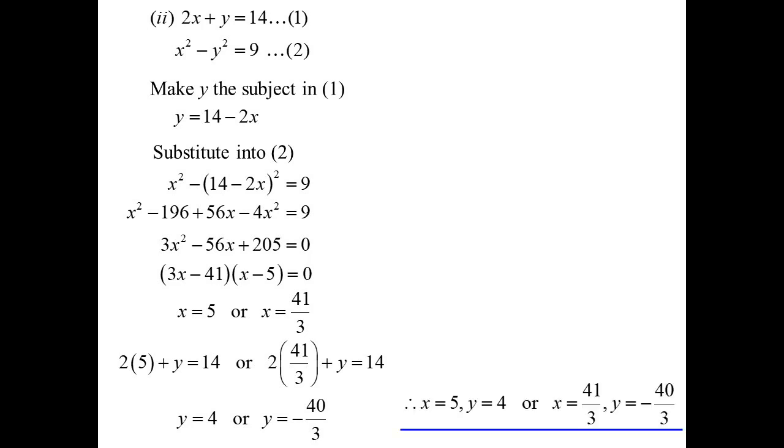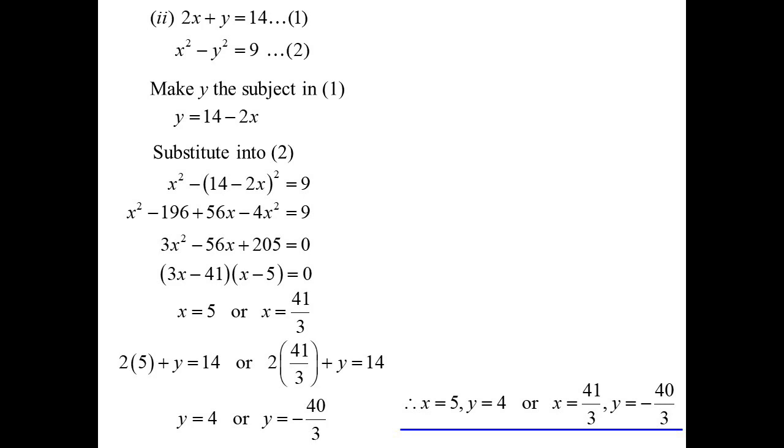There's the factorization, (3x minus 41)(x minus 5). So we have two possibilities for x. Logically, it means we're going to get two possibilities for y as well. So we'll substitute in to get those possibilities. Now this is where it's really important to write a conclusion, because you need to know which one matches up with which one, and it's not really clear with what I've written down so far. One possibility is that x is 5, y is 4, nice neat solution. The other possibility, not quite as neat, x is 41 on 3, y is negative 40 on 3.